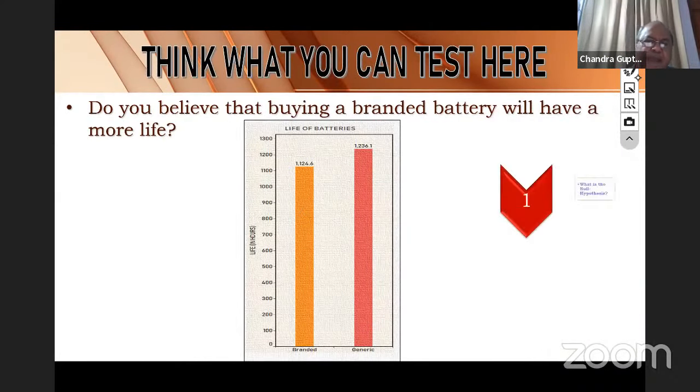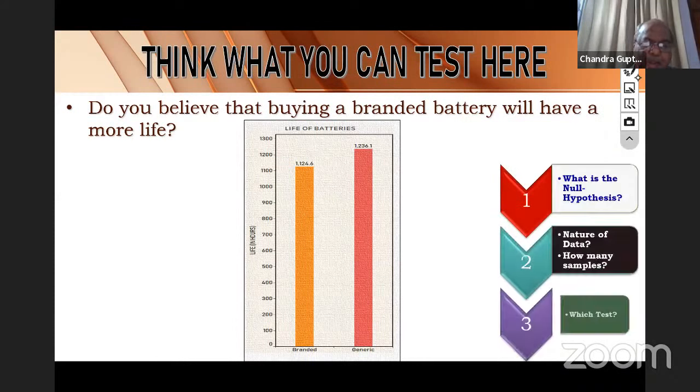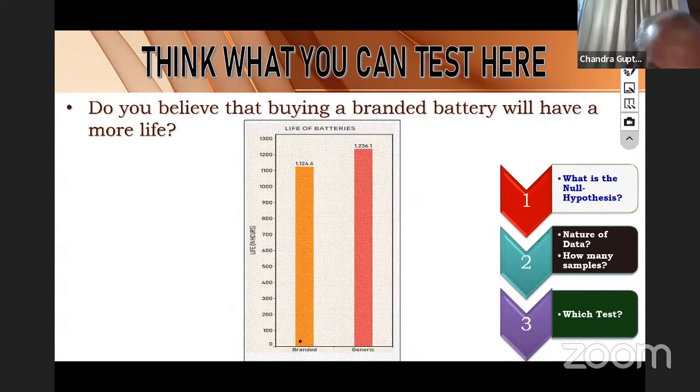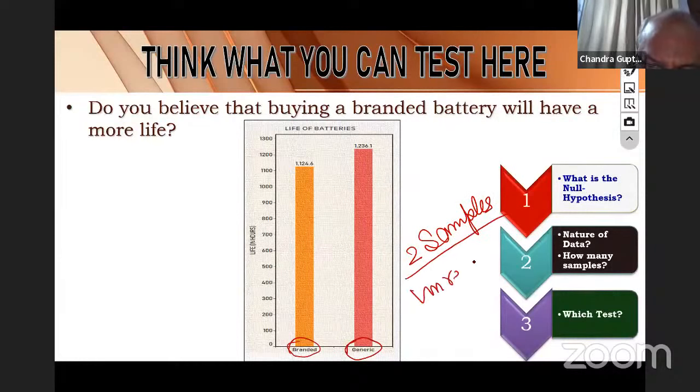Do you believe that buying a branded battery will give more life? So if two products are branded and generic, two samples, unrelated samples. So the independent two sample t-test will be used in this case.